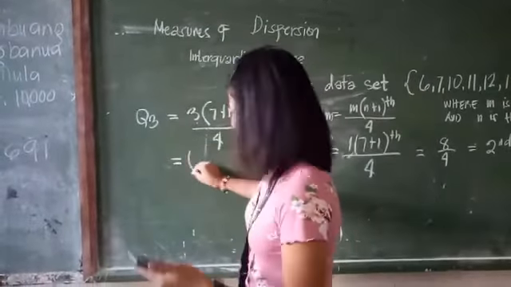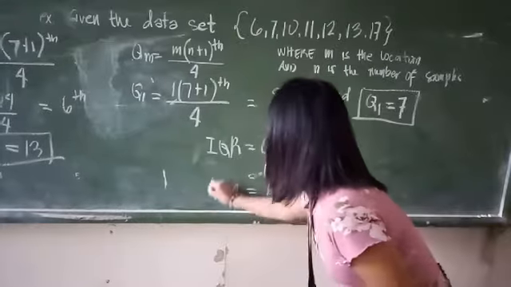Find the interquartile range, IQR. We subtract the Q1 from the Q3. So our Q1 is 7 and our Q3 is 13. So we substitute: 13 minus 7 is equal to 6. So our IQR is 6.